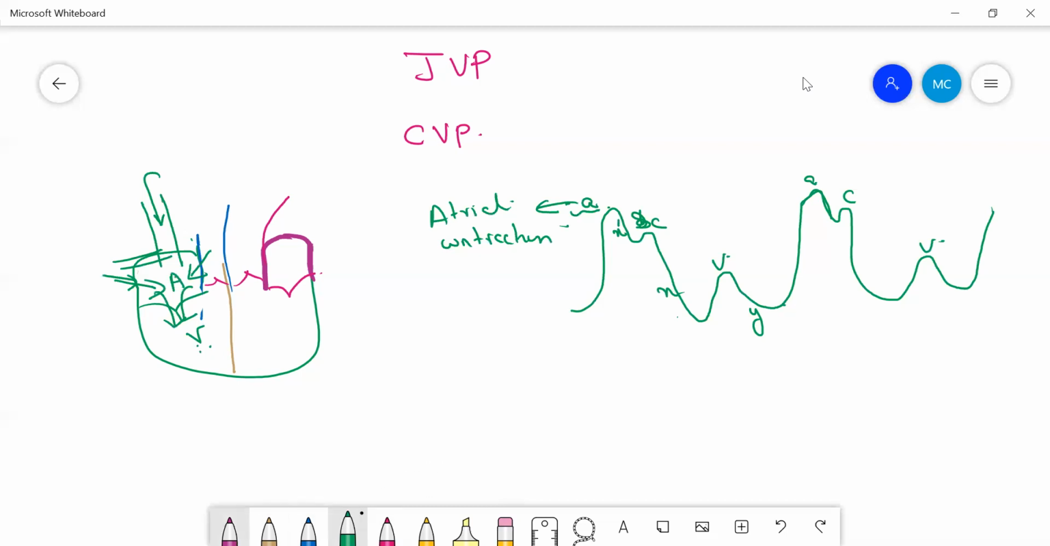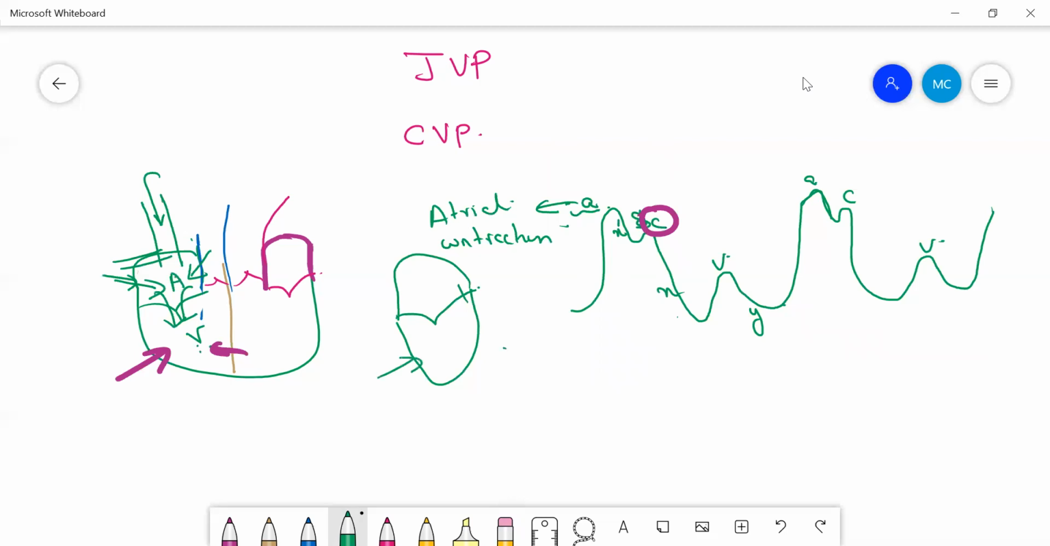Next is the C wave. The next positive wave is going to be your C wave. Now, what is the reason for the C wave? The C wave mainly occurs during the ventricular systole. When the ventricle is contracting, there will be upward bulging of the tricuspid valve. Let us draw only the right ventricle and right atrium. This is your tricuspid valve. I've only drawn this portion.